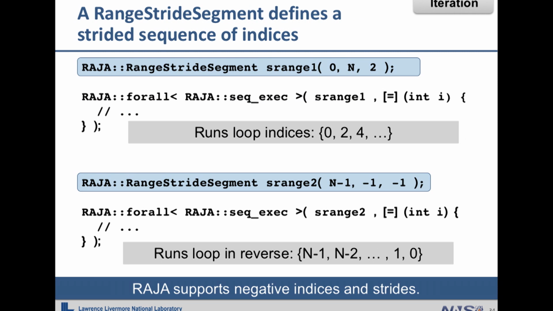The second segment type that we have is a range stride segment, and that's just a strided sequence of indices. When you construct one of those, you can pass in the stride as the third argument. So in the first example, you pass in 0, n, and 2. It's going to run 0, 2, 4. It's just striding by 2, right? And you can also use the range stride segment to have negative strides, right? So going from n minus 1 down to 0 by passing in -1 as the stride.